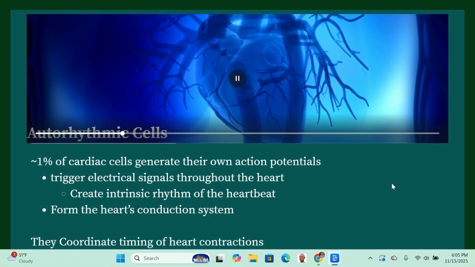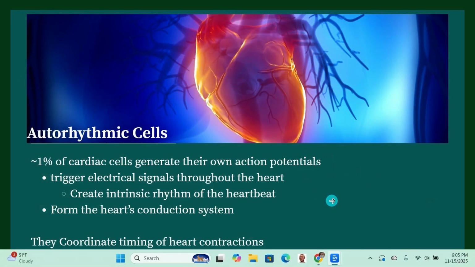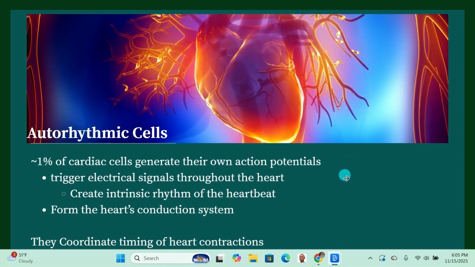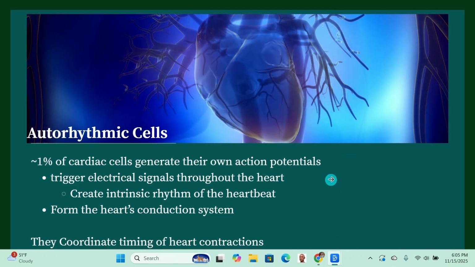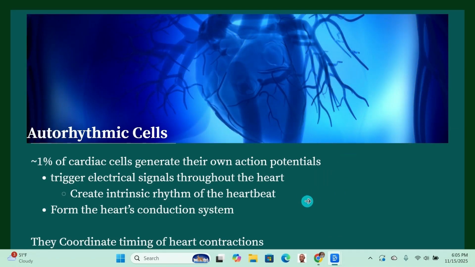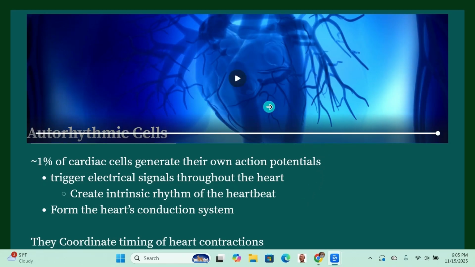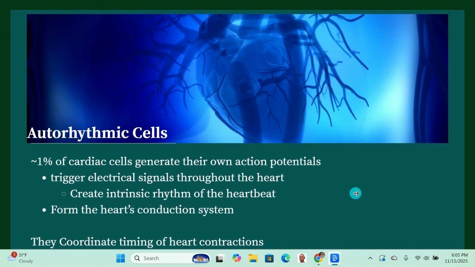All right. So as we're getting into talking about how this impulse conduction happens that makes the heart beat, the first thing to know is that only 1% of the cells that live in the heart create the initial charge for the heart to start beating. And we're going to talk about where those live in just a minute. But yeah, they create that intrinsic rhythm of the heartbeat that keeps it going, keeps it going, keeps it going. So they coordinate that timing. It is the natural pacemaker.